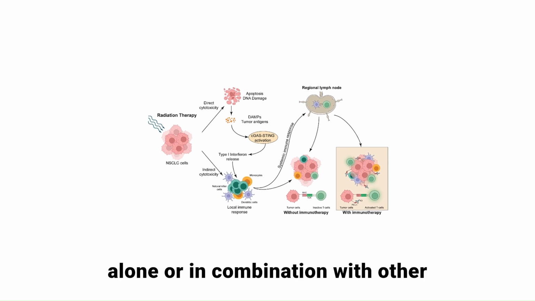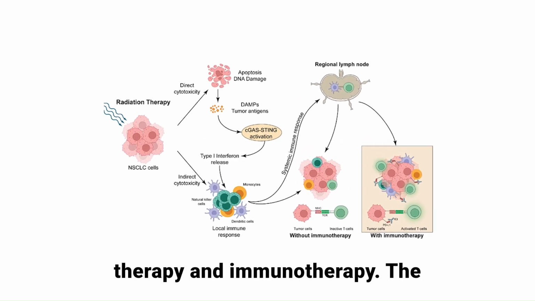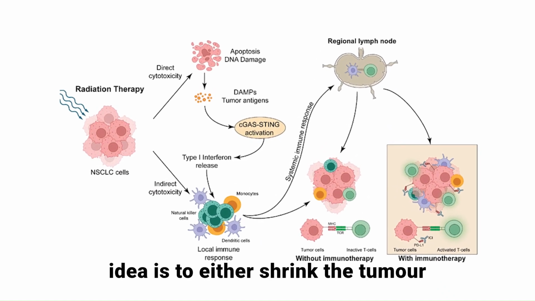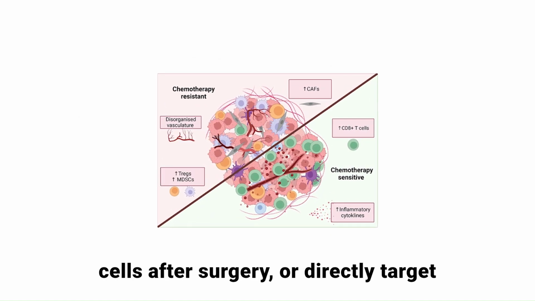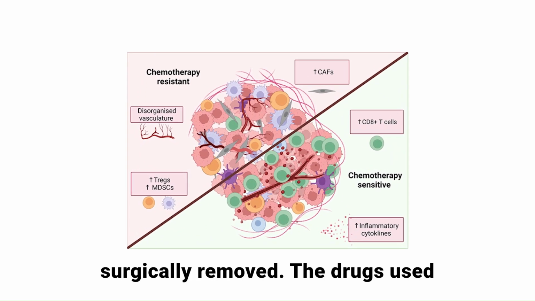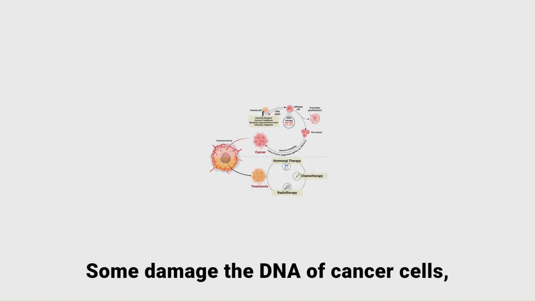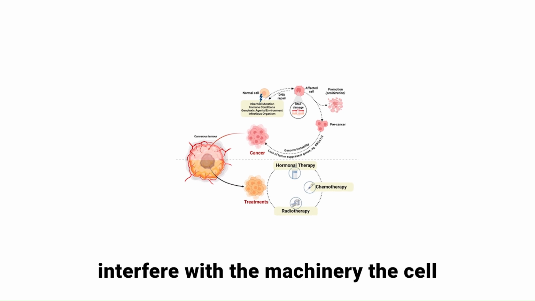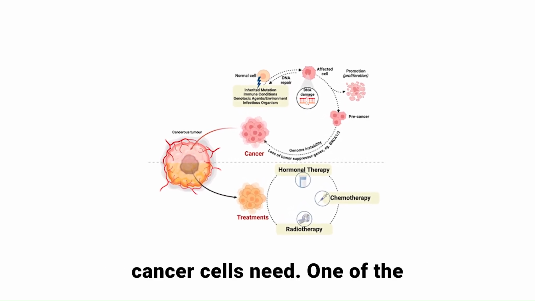Chemotherapy can be used alone or in combination with other treatments like surgery, radiation therapy, and immunotherapy. The idea is to either shrink the tumor before surgery, kill remaining cancer cells after surgery, or directly target widespread cancer that cannot be surgically removed. The drugs used in chemotherapy work in different ways. Some damage the DNA of cancer cells, preventing them from dividing. Others interfere with the machinery the cell uses to divide or block the nutrients the cancer cells need.